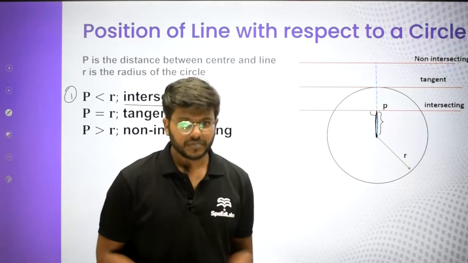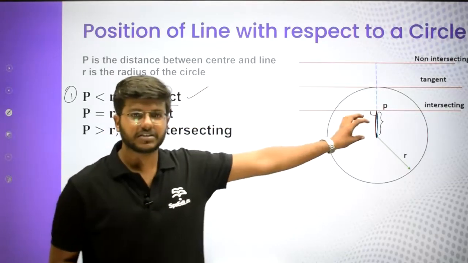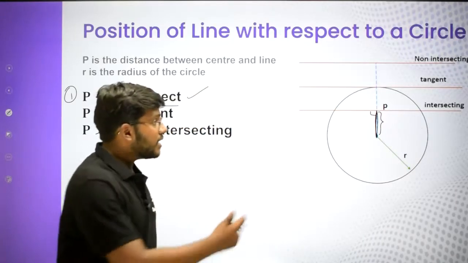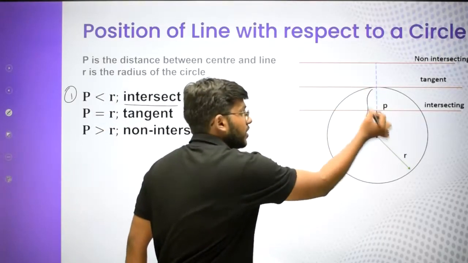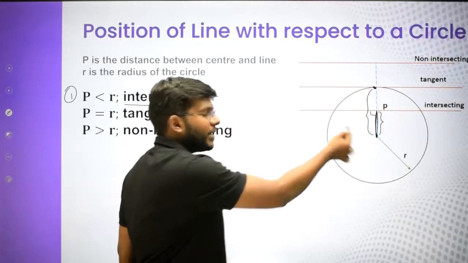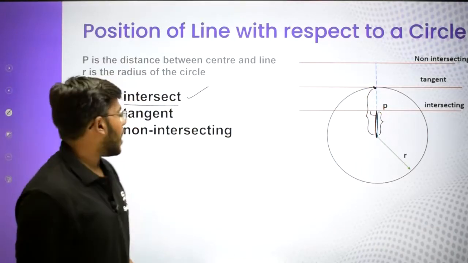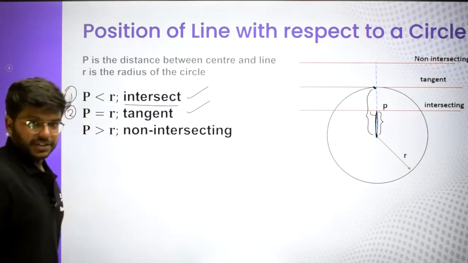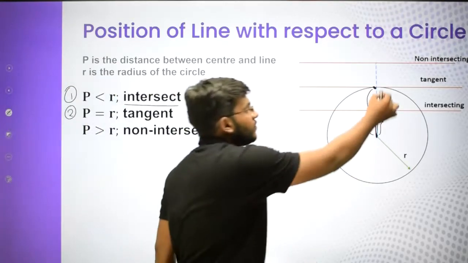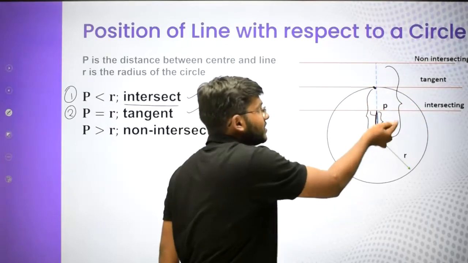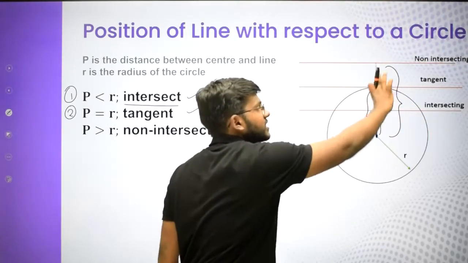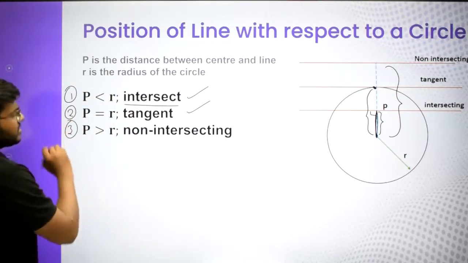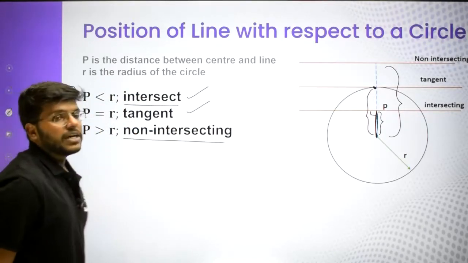Yes or no? It's a simple thing, sir: if the perpendicular distance is smaller than the radius, obviously the line is going to be intersecting. If the perpendicular distance P becomes equal to R, then you can say the line is going to be a tangent. And if the perpendicular distance becomes greater than R, you can see this distance is bigger than the radius, so if P is greater than R, then we can say the line will be non-intersecting.